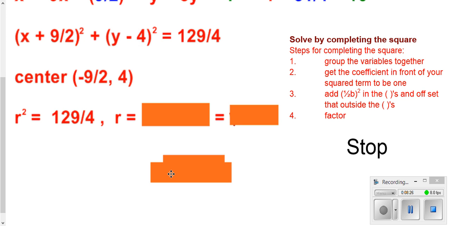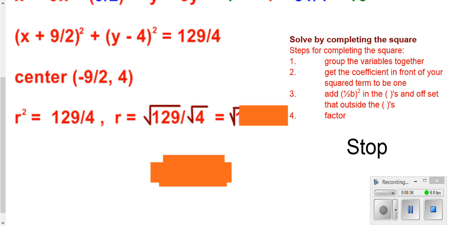So we go and take the square root of both sides. We're only concerned about the positive root because we cannot have a negative r. So we take the square root of the top over the square root of the bottom. The square root of 129 does not simplify. However, the square root of the bottom does. Now keep in mind, if the bottom did not simplify, you'd have to multiply by a special form of 1 to get that root out of the bottom.